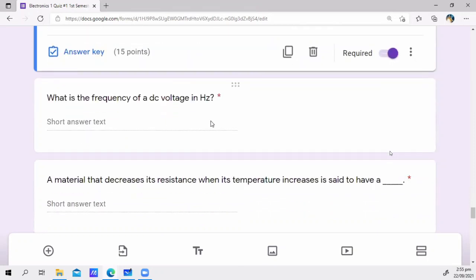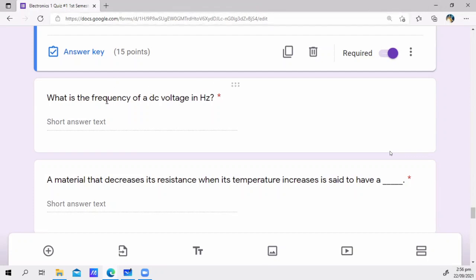Okay. Question. What is the frequency of a DC voltage in hertz? This is very easy. Remember, DC is just a straight line. If positive, it is positive all throughout. If the voltage is negative, it is negative all throughout. Frequency, let's define, is the number of cycles per second. Do we see any cycles in a straight line? None. Therefore, the frequency of DC voltage in hertz is 0.